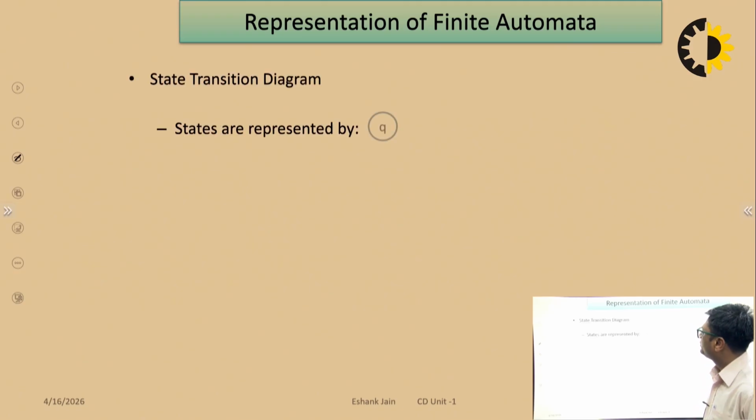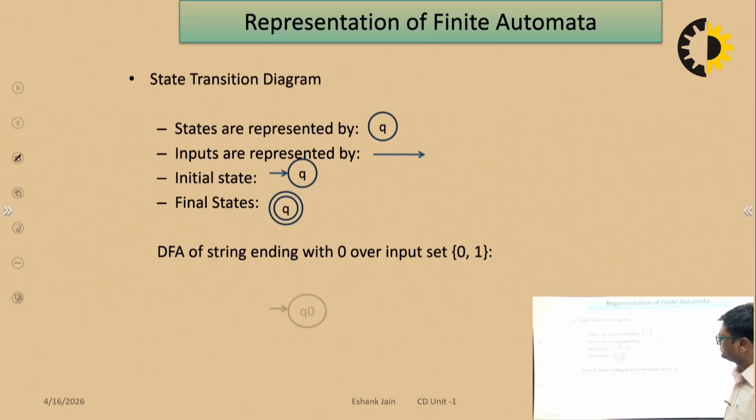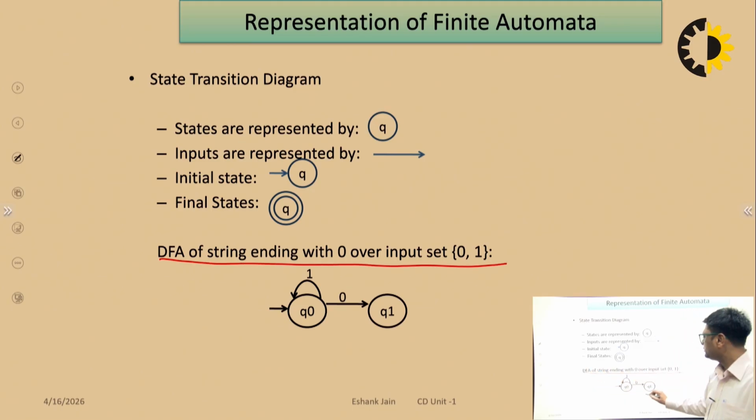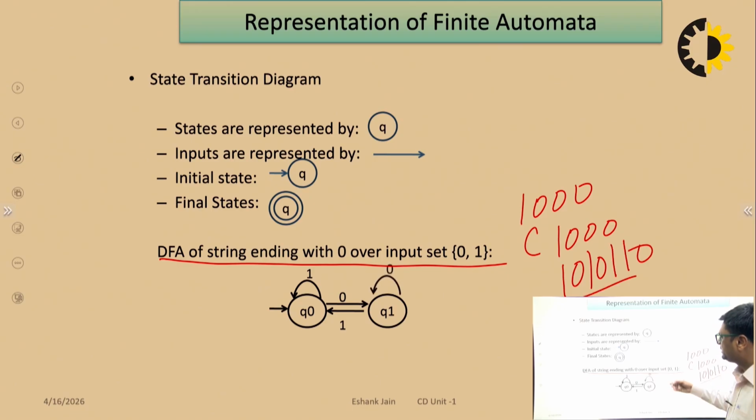Representation of finite automata as a state transition diagram. As an example, a DFA for strings ending with 0. So we have a string like 0, 1, 0, 0, 1, 0, 0. It is also accepted: 1, 0, 1, 0, 0. This is the state transition diagram of a DFA.